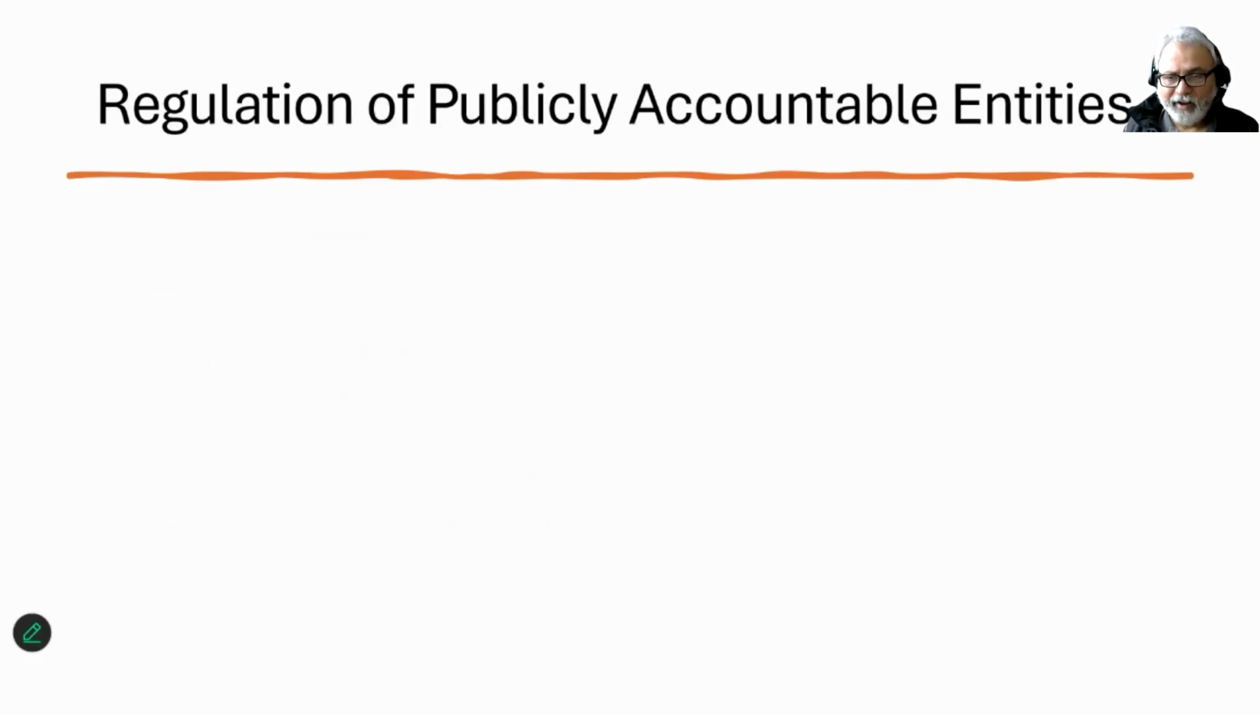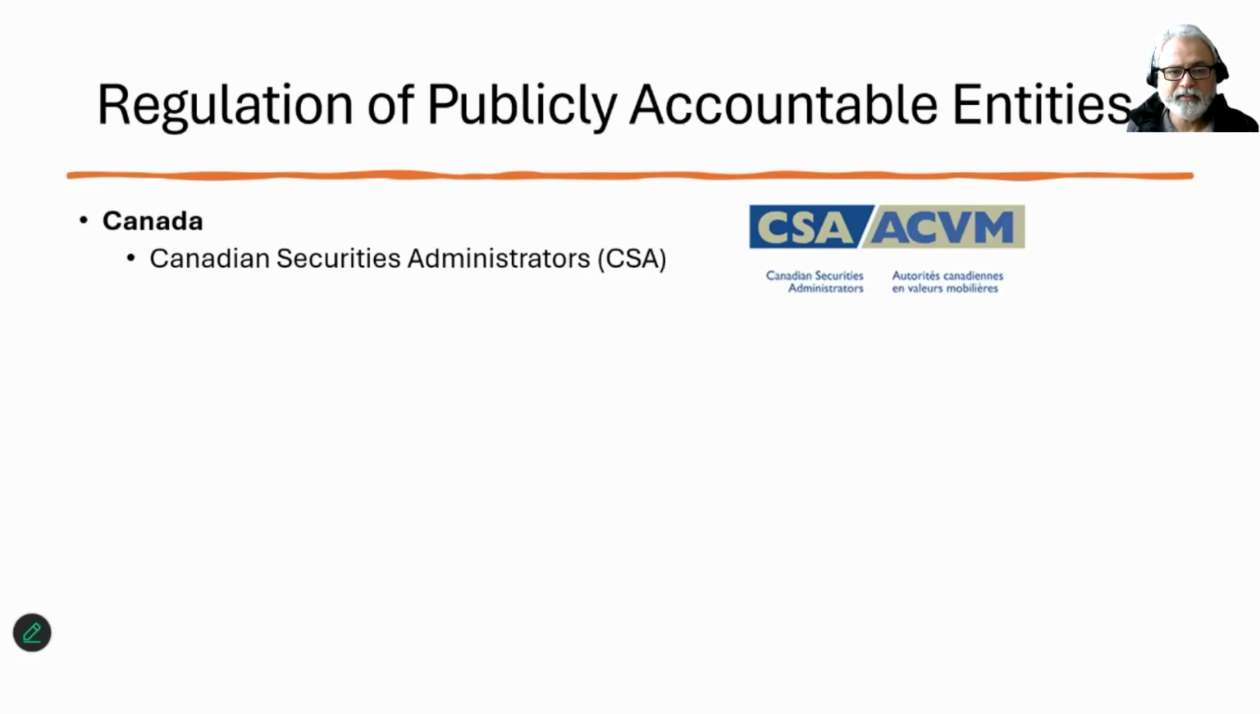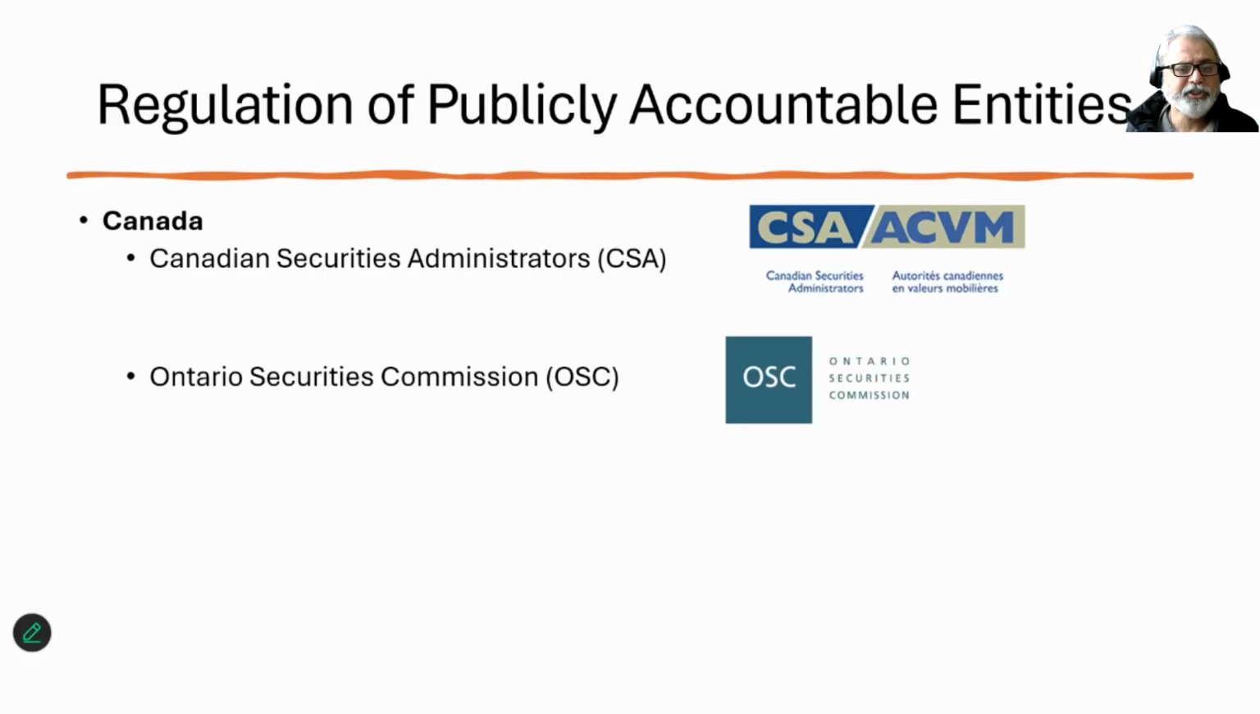Next, let's consider the regulation of publicly accountable entities. In Canada, we have the Canadian Securities Administrators. We in Canada don't have a single national securities regulator. So the CSA basically coordinates individual provincial regulators. Because we have the Toronto Stock Exchange located in Ontario, the Ontario Securities Commission, the OSC, plays a dominant role, right?